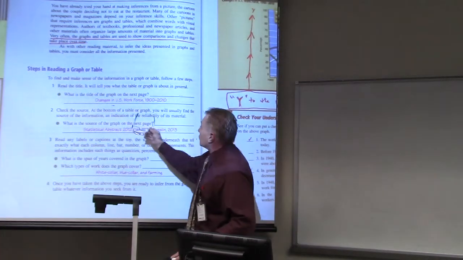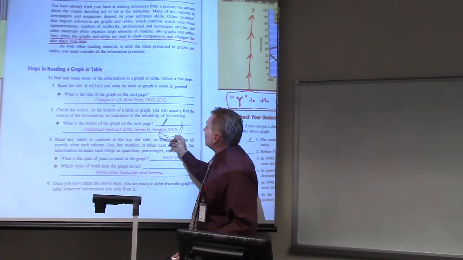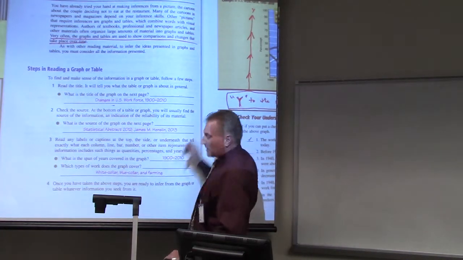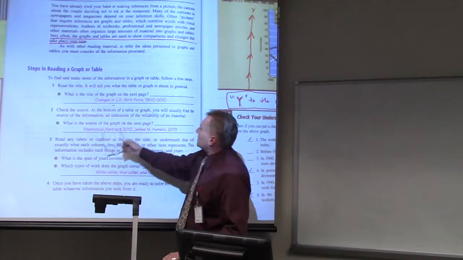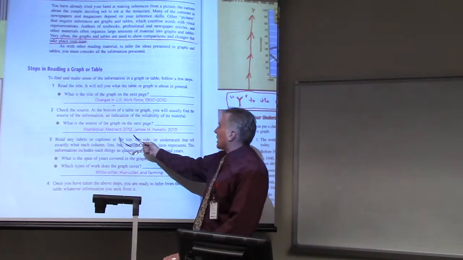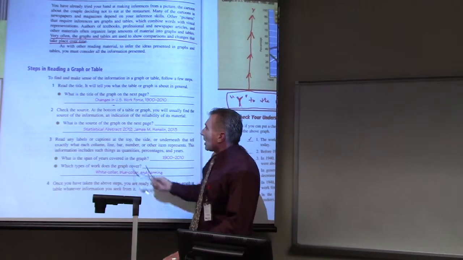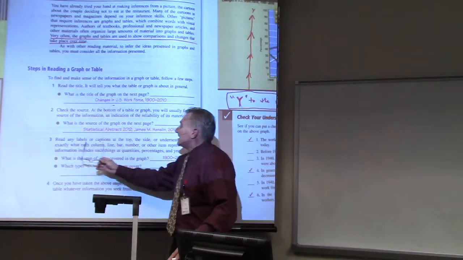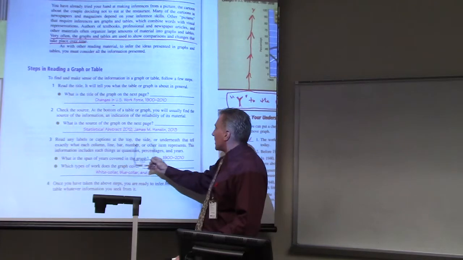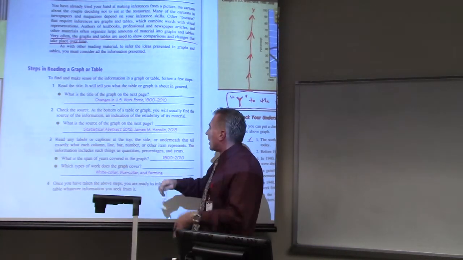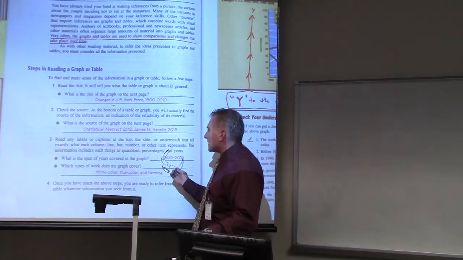Step 2, check the source. At the bottom, you will usually find a source of information. Here, you can't see it here, but in small letters on the next page, you'll see Statistical Abstract 2012, James Henslin 2013. All right, and then the third step, read any labels or captions at the top or sides or underneath, and tell us what each side, bar, or line represents.